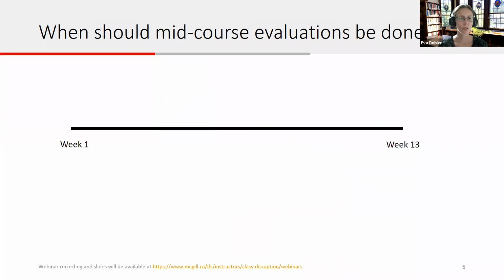So when should you be doing mid-course evaluations? Well, obviously, it would be good if you wait long enough that the students have had a chance to receive some feedback from you. So the students should already have a chance to see, am I learning well or not? So at least a low stakes assessment should have taken place, something to give students an idea of how well they're doing in your course.